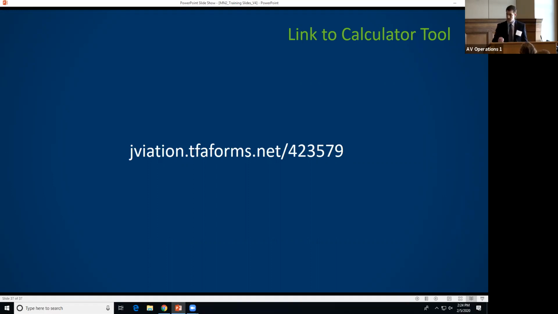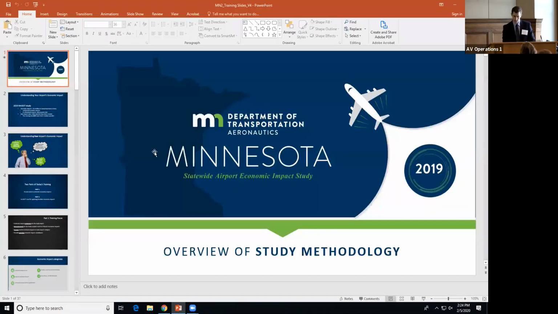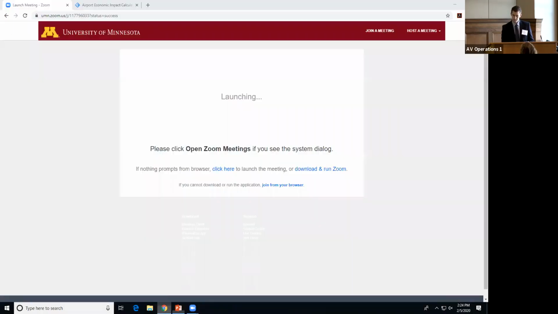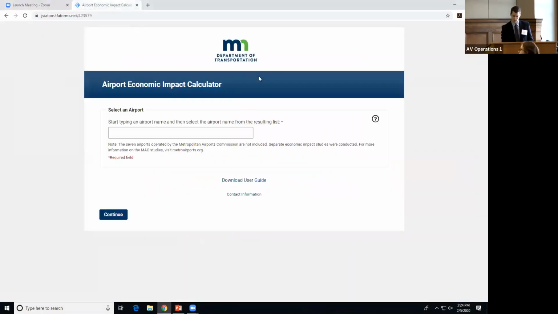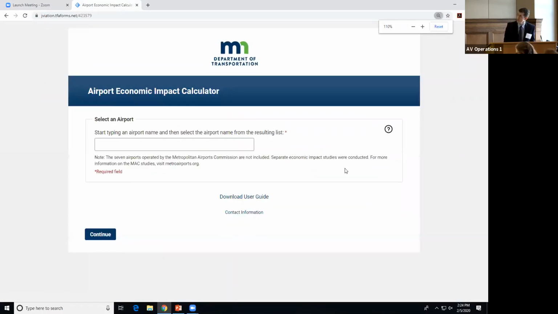Well, we have this calculator here. I'm going to assume everybody has it pulled up. Please let me know if you need the link again. Should be seeing this on the screen. You can zoom in a little bit.